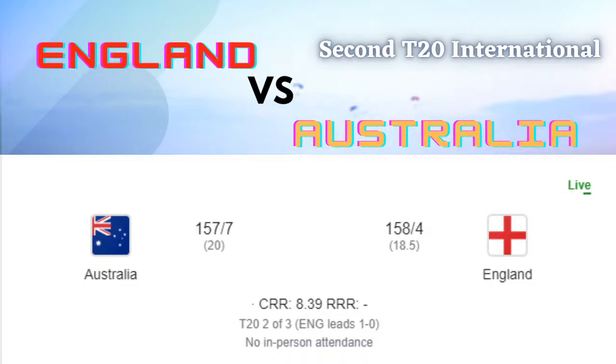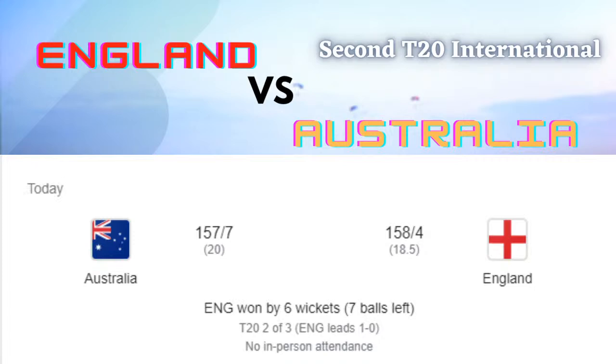That is a series win for England. England wins the series 2-0. They were put under a little bit of pressure by Australia, but very well played by Josh Butler. He was there. He was calm. He stayed till the end, and he made sure that England won the match.